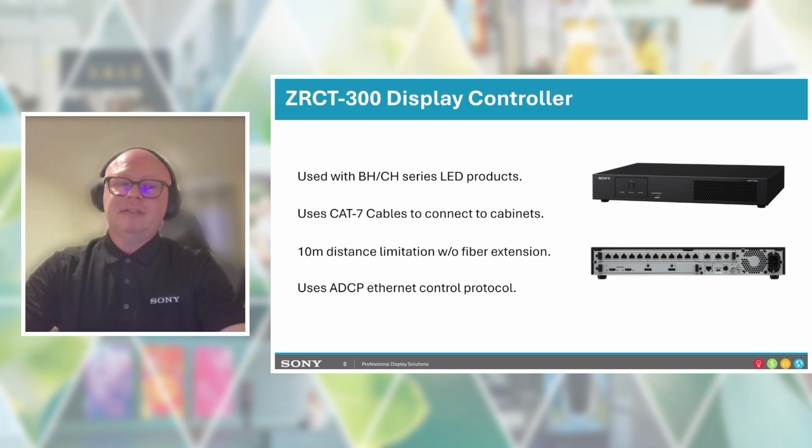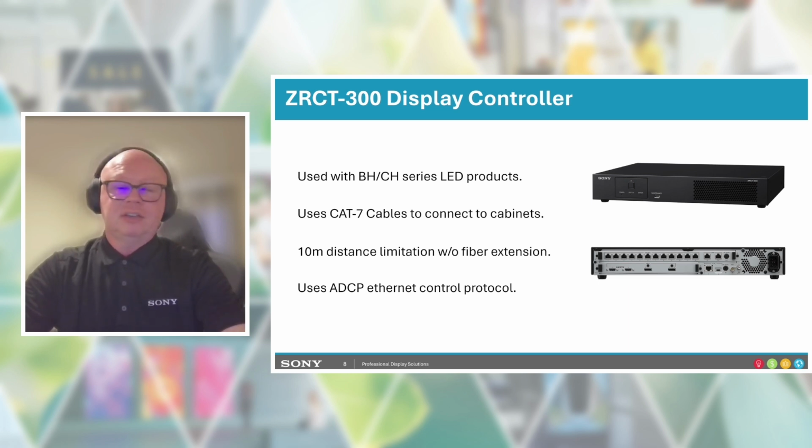That Cat7 requirement brings some limitation. If you decide to use only a ZRCT 300 and a wall, and then connect it via copper, there's a 10-meter distance limitation, which means that this controller needs to be very close to the wall, depending on how big that wall is. As you get wider, your cabling needs to go a little wider. To break out from that, we'll talk about it in the next slide, but we do have a fiber extension. So right now, there's a 10-meter distance limitation without fiber extension.